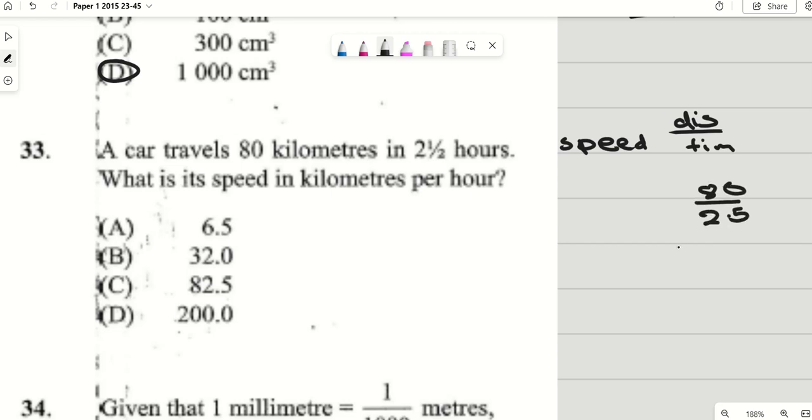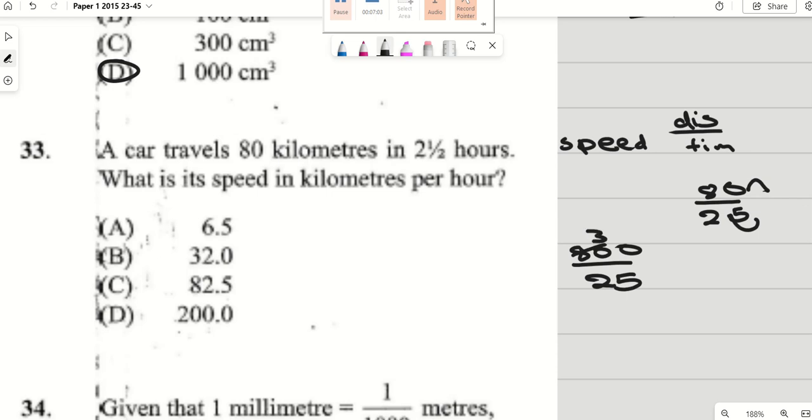I would not put 2.5. That'll just make things a little bit confusing. Carry this across, carry this across. So it is now 800 divided by 25. 25 into 80 is 2. 3? No, it's 3. Remainder 5. So 25 into 50 is 2. So we know it would be 32, which is B, right?